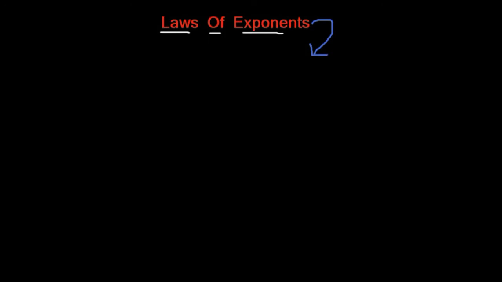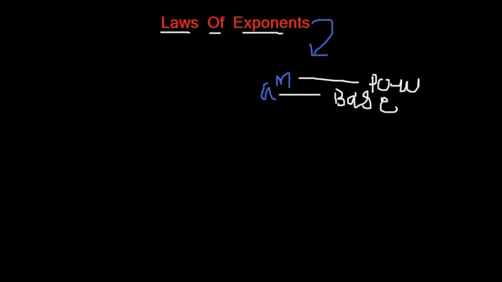An exponent is something in the form of a power m. In this general form, a is the base and m is the exponent or power. You can say anything like that is an exponent or power.